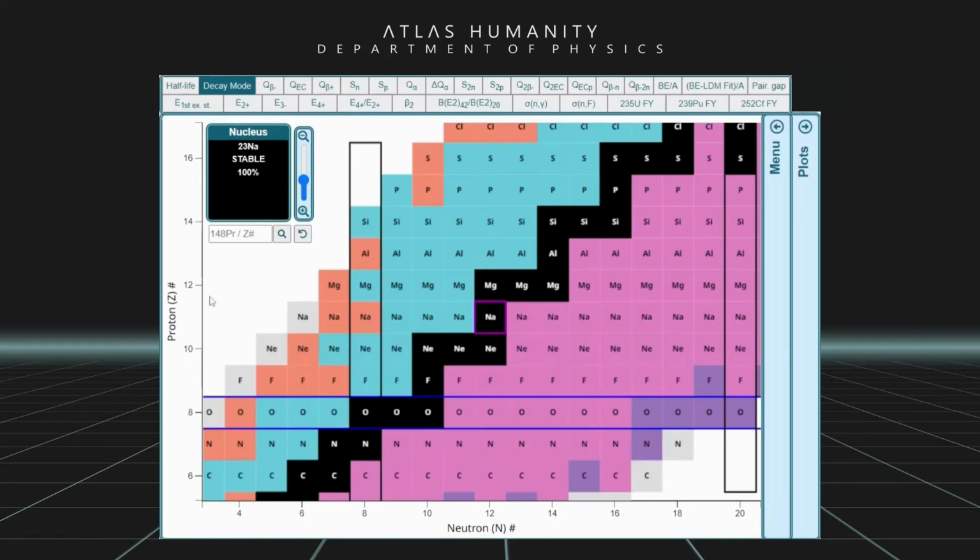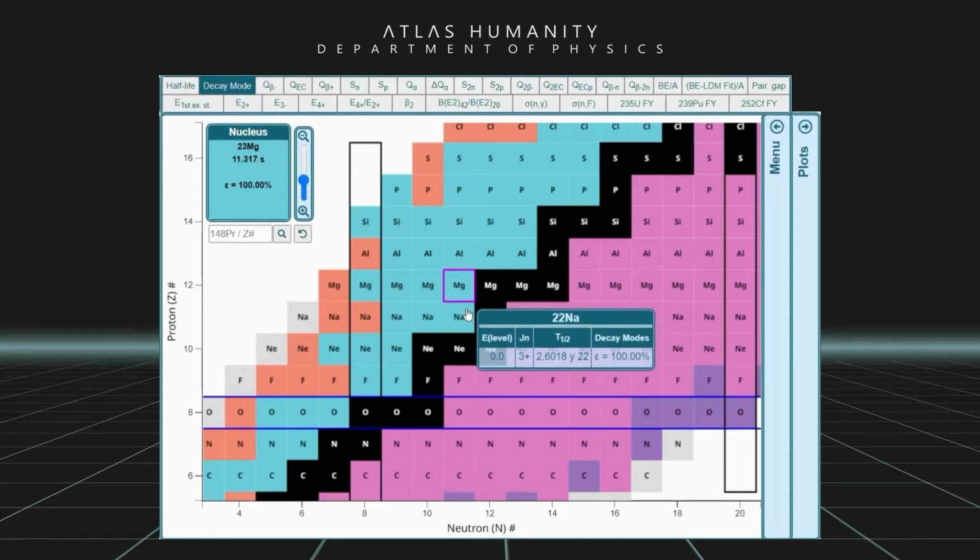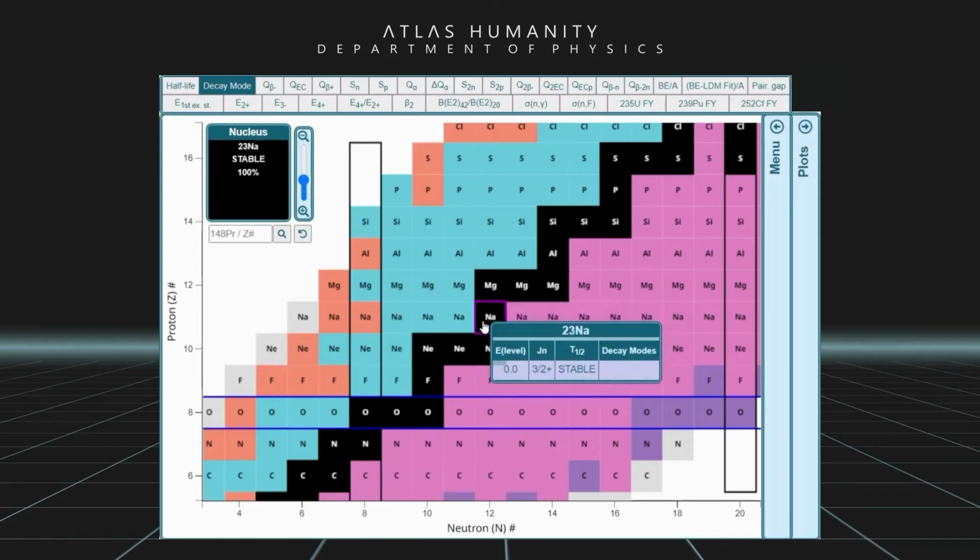Let's see this again. Down by 1, right by 1. Down by 1 because we are losing a proton. Right by 1 because we have the same number of nucleons as the starting point, the starting element. Magnesium had 23, so we get here.